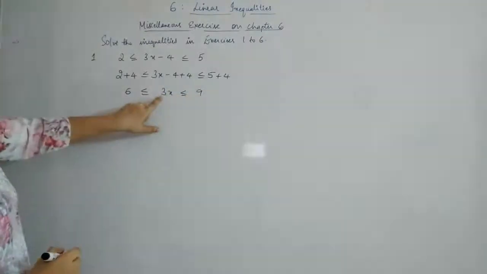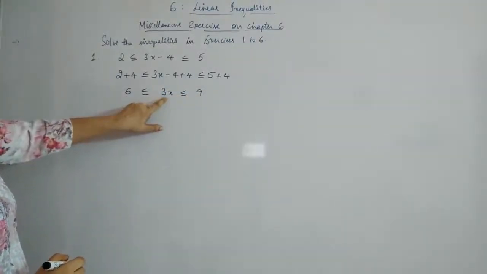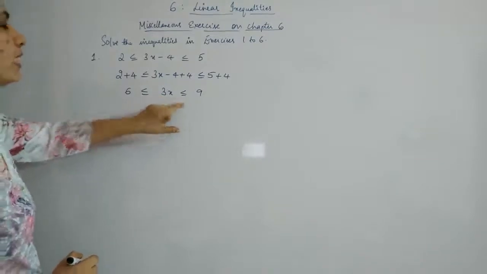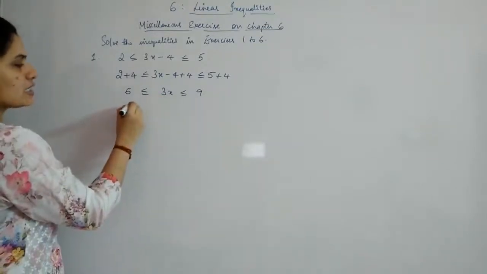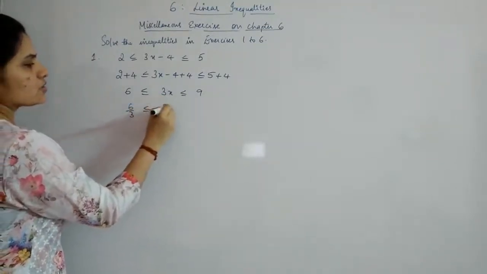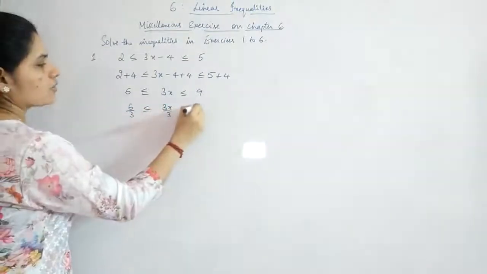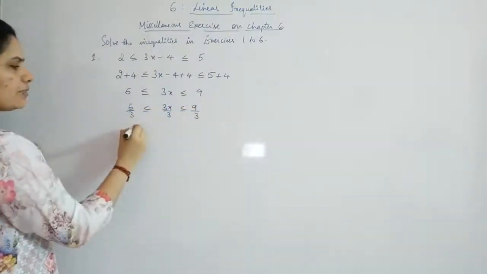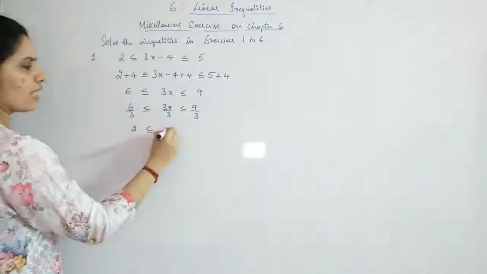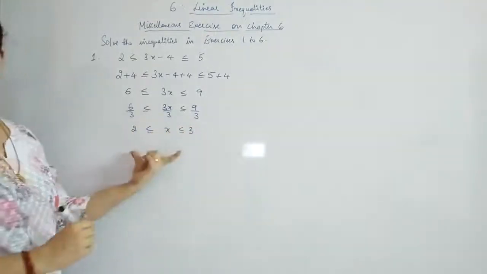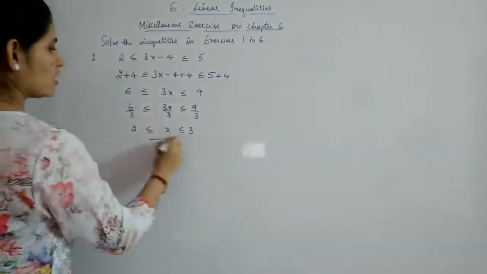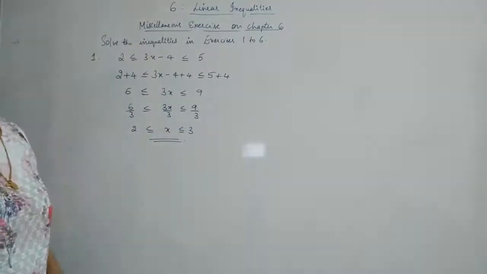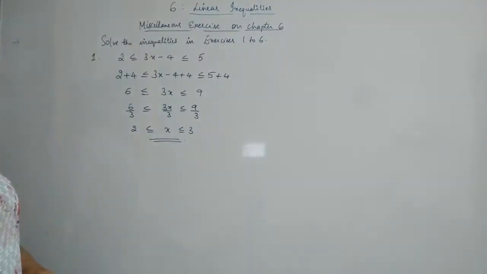Now the next purpose is to remove this 3. It is in the product form, so you have to divide throughout by 3. So you will get 6 by 3 less than equal to 3x by 3 less than equal to 9 by 3. That means you will get 2 less than equal to x less than or equal to 3. Okay, so this is your answer. That means x is lying between 2 and 3.